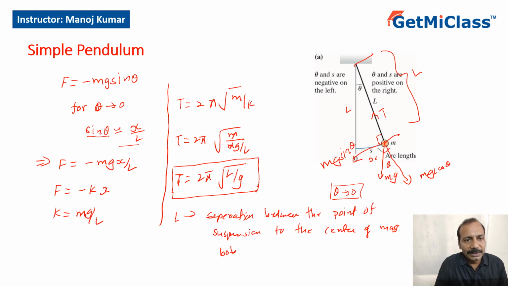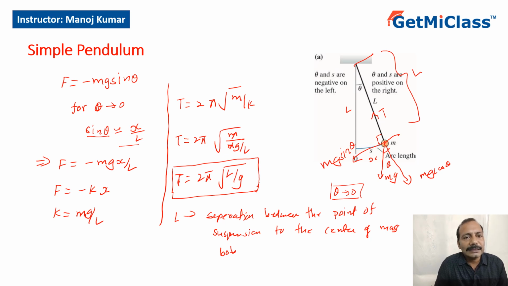So in that case what will happen? Although the time period does not depend on the mass of the bob, because of the change in position of center of mass, there would be a change in time period. And finally, when the bob is totally empty, the center of mass shifts back to its original position. So here the time period will slowly increase and then again come back to its original value. So that is why the length is the separation between the point of suspension and the center of mass of the bob.